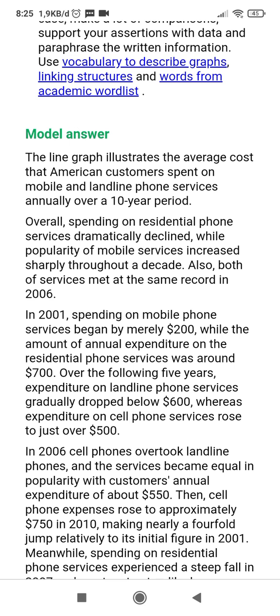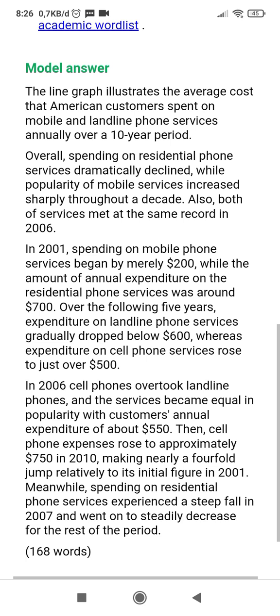Model answer. The line graph illustrates the average cost the American customers spend on mobile and landline phone services annually over a 10-year period. Overall, spending on residential phone services dramatically declined, while the popularity of mobile services increased sharply throughout a decade. Also, both services met at the same record in 2006.